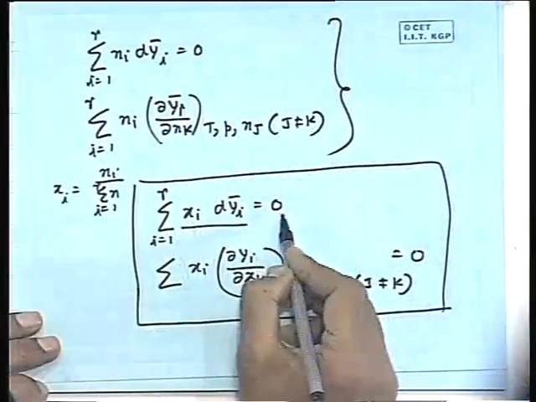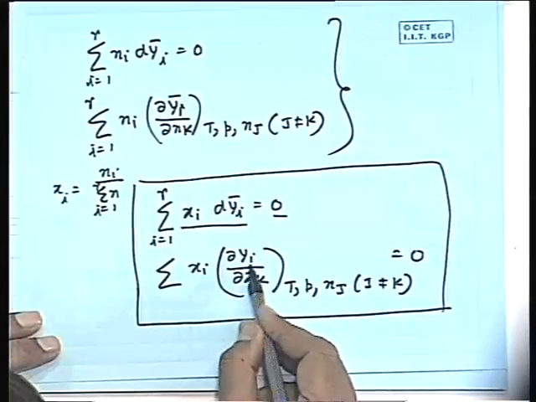Now next, what I would like to tell you is that we already derived something earlier which is a very important derivation. You remember this derivation: sum of xi d yi bar equals 0, xi del yi del xk.